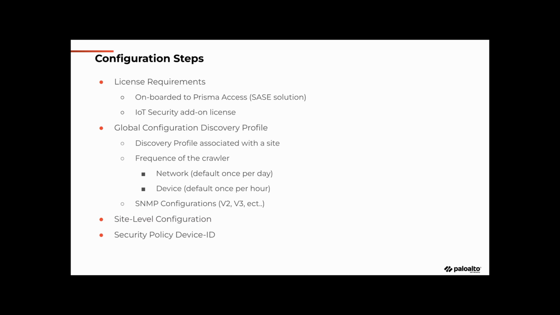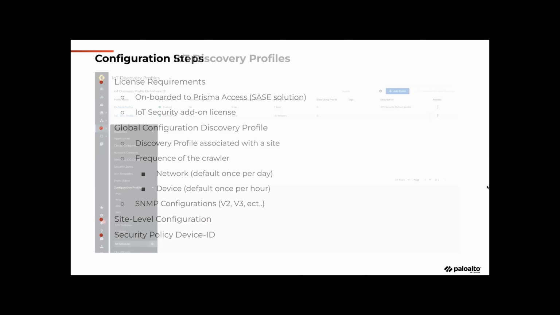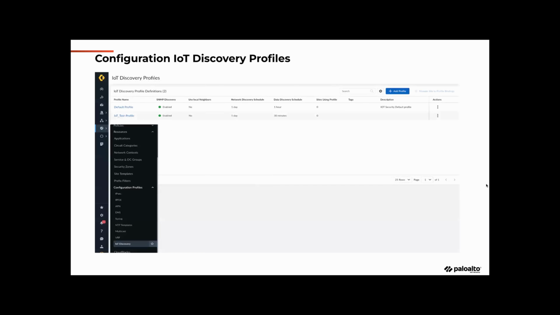And then to enable this discovery, one, we have the simple checkbox at the site level. And we also have the option to do a discovery profile using the SNMP crawling I just described on the previous page. Next page. And here is just an example of what the IoT discovery profiles look like and where you would configure it within Strata Cloud Manager.